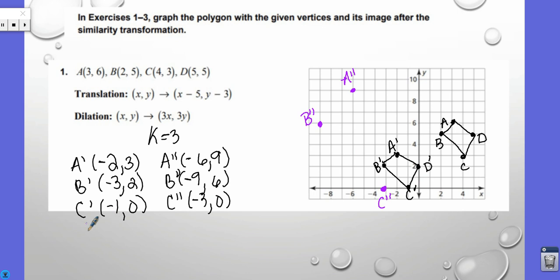That's 0, 2. So D prime is 0 and 2. So my D double prime would be 0 and 6. So here I'm going to go 0, 6. And there we go. And we expected this picture to do just what it did. It blew up. Okay? So we are finished. All right. Let's go on to the next one.